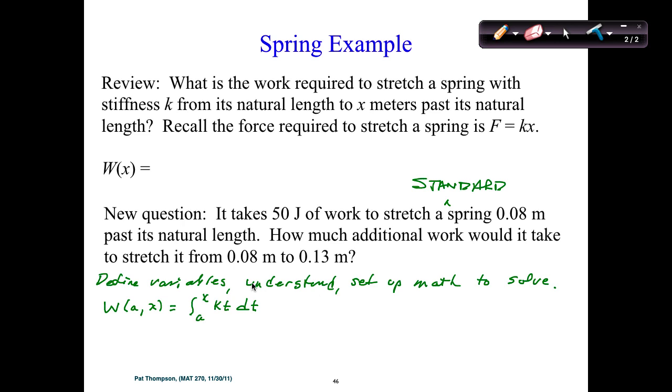So now we want to start applying the numbers here. We can put 0.08 into a and 0.13 here. Okay, and so that will be the additional amount of work. And then am I ready to solve that to get the additional amount of work? Can I solve that?